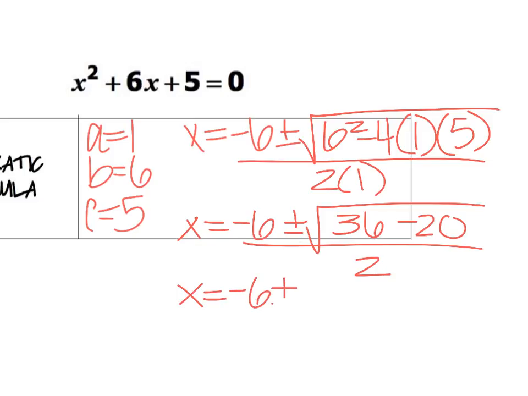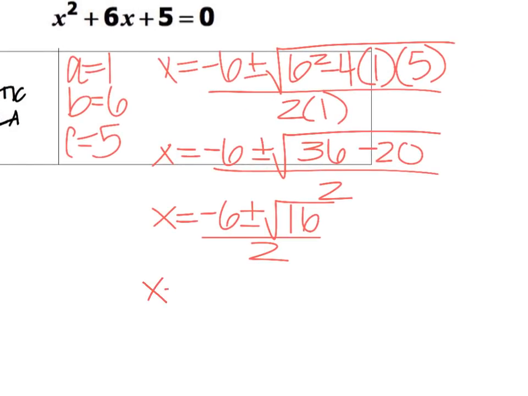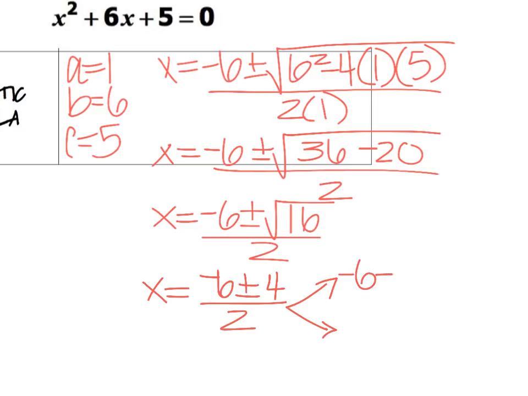Negative 6 plus or minus the square root of 16 over 2. And we can take the square root of 16 and we get 4. So negative 6 plus or minus 4 over 2. And now we want to write this as two separate expressions. So negative 6 plus 4 divided by 2 and negative 6 minus 4 divided by 2.